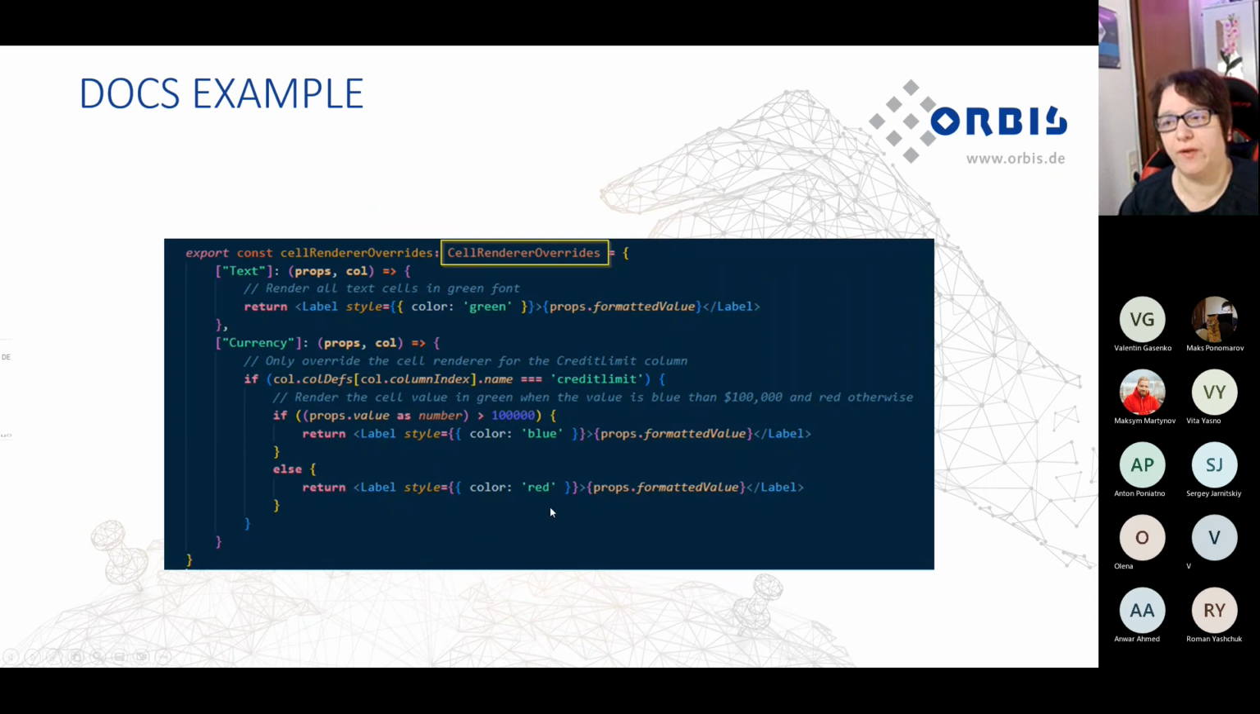So the implementation of this render function, in this case, is read-only, so render overrides. It's basically a JSON object, and for each data type, so we have here the text and the currency field, we're going to provide the React component which should be rendered there. So for the text, we have a label in green. And if it's a currency, and in this case we're going to check only for this column, which should be credit limit, then we will have it in blue or red. But that's it. Just with a few lines of code, we can make that change, and we don't have to take care of all the details for a dataset PCF.